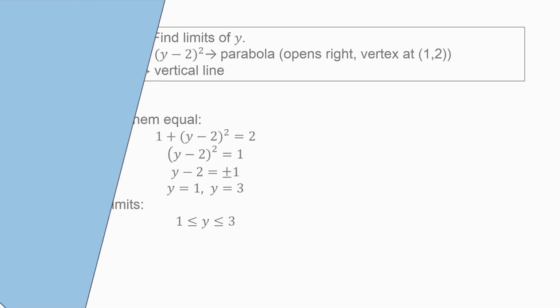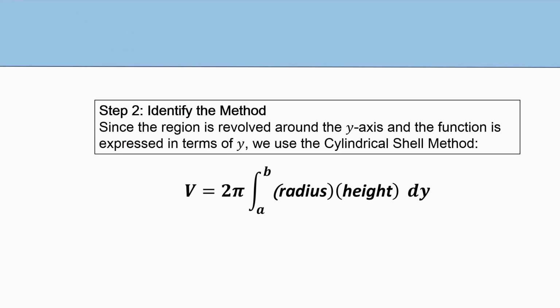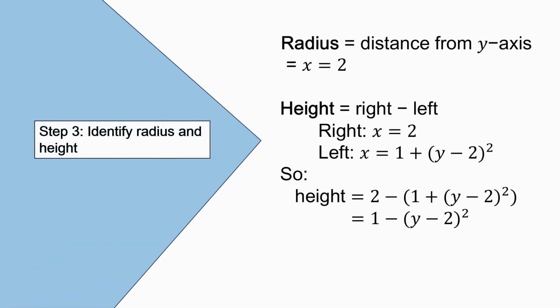Now that we have established the limits, we can identify the appropriate method to use. Since the region is revolved about the y-axis and the functions are expressed in terms of y, we use the cylindrical shell method, where volume is equal to 2 pi times the integral from a to b of radius times height with respect to y. In the cylindrical shell method, we identify two important components, the radius and the height. The radius is the distance from the y-axis to the shell, which is x is equal to 2. And the height is the difference between the right and left boundaries.